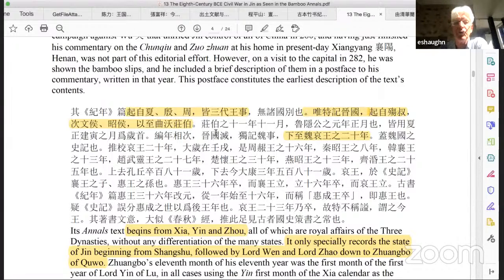He goes on with some chronology here, and then finally he says that the Zhushu jinian continues down to Wei Aiwang 12 years. And so there are 3 points here: that the text begins from Shangzhou, that the Jin Annals start with Shangshu, and then the last entry in the whole text is Wei Aiwang 20 years.